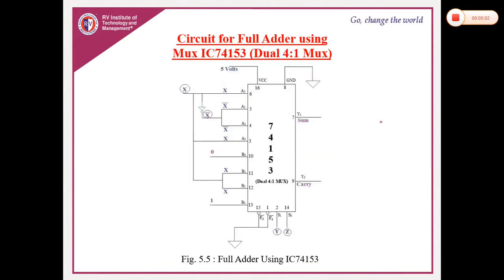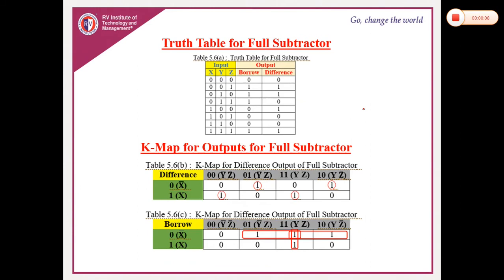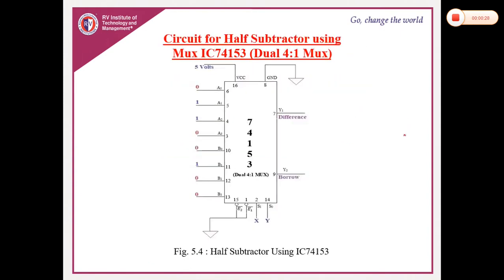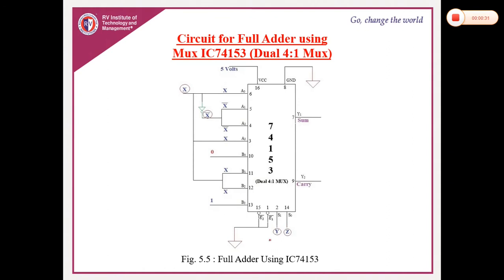As I said earlier, the full adder implementation is somewhat different. If I show you the truth table for the full adder, we have X, Y, Z inputs and sum and carry outputs. Do not worry about Y and Z as of now, because Y and Z can be given to S1 and S0 respectively. You can just see the circuit also. That is not a problem. The enable pin should be enabled, so I am going to give it to ground. VCC and ground we will also connect. Sum and carry outputs we will get at the output side.